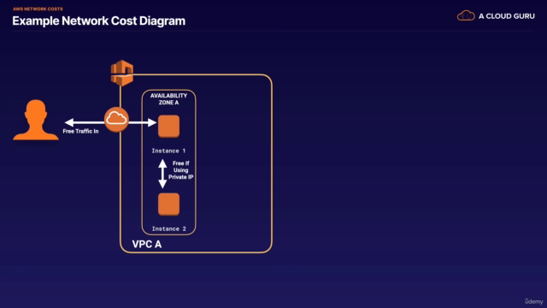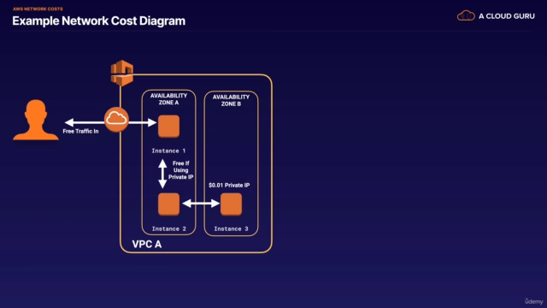Now, if it's using a private IP address and it's in the same availability zone, then that data is going to be free. If, however, you're connecting across another availability zone, you will be charged 1 cent per gig. And again, I'm just giving you an example cost. It depends on the region, and the cost can vary across the different regions in the world, but let's just use an example here of say 1 cent per gig.